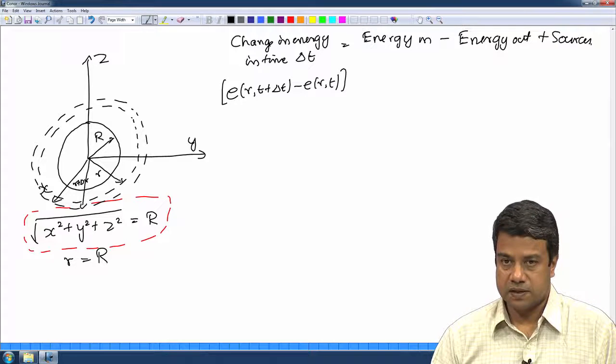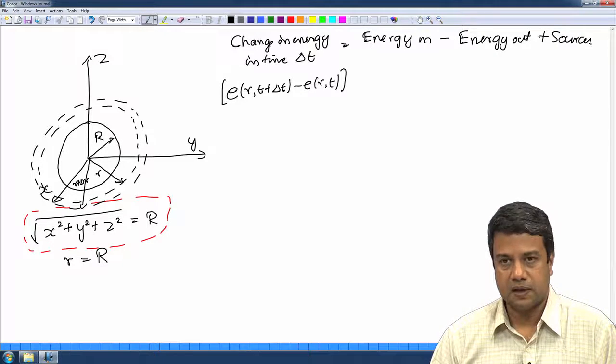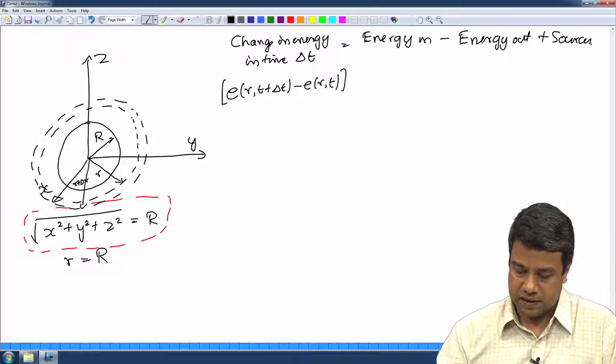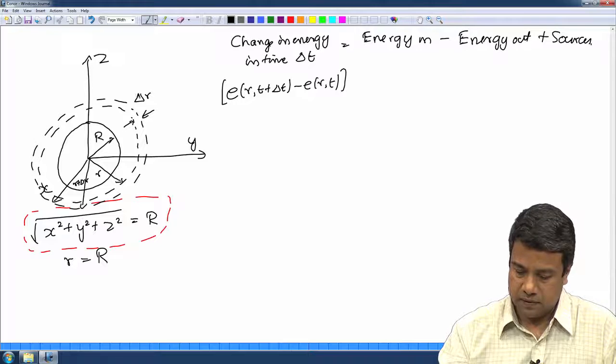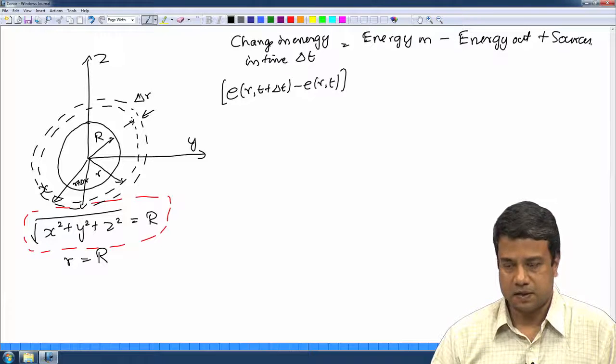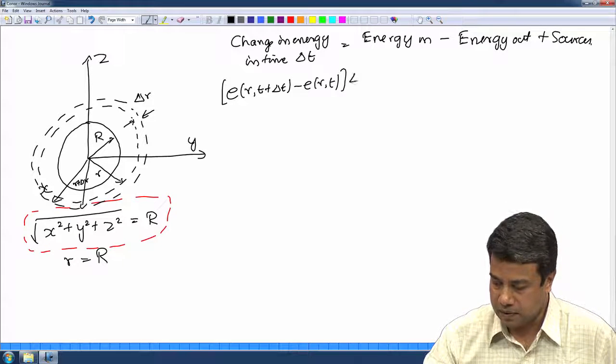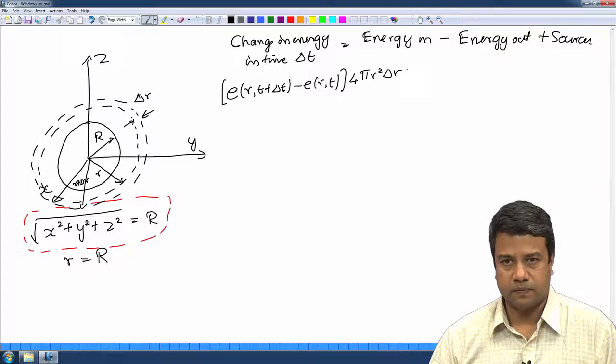What is the volume of this spherical shell? It is equal to the surface area times this distance delta r. The volume is equal to the surface area times the distance delta r. So, this is going to be equal to 4 pi r squared delta r. That is the volume.